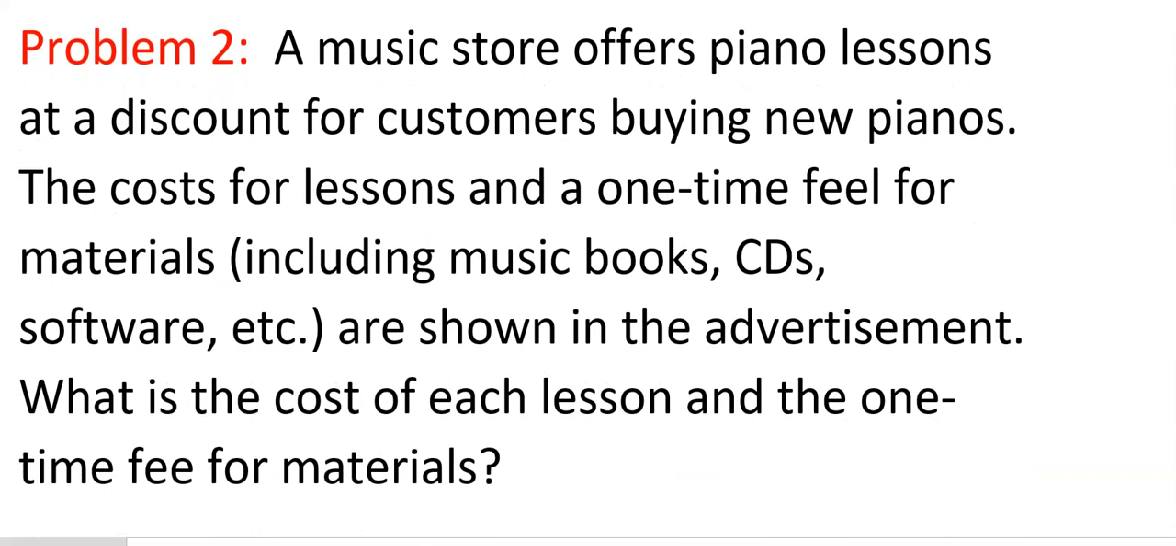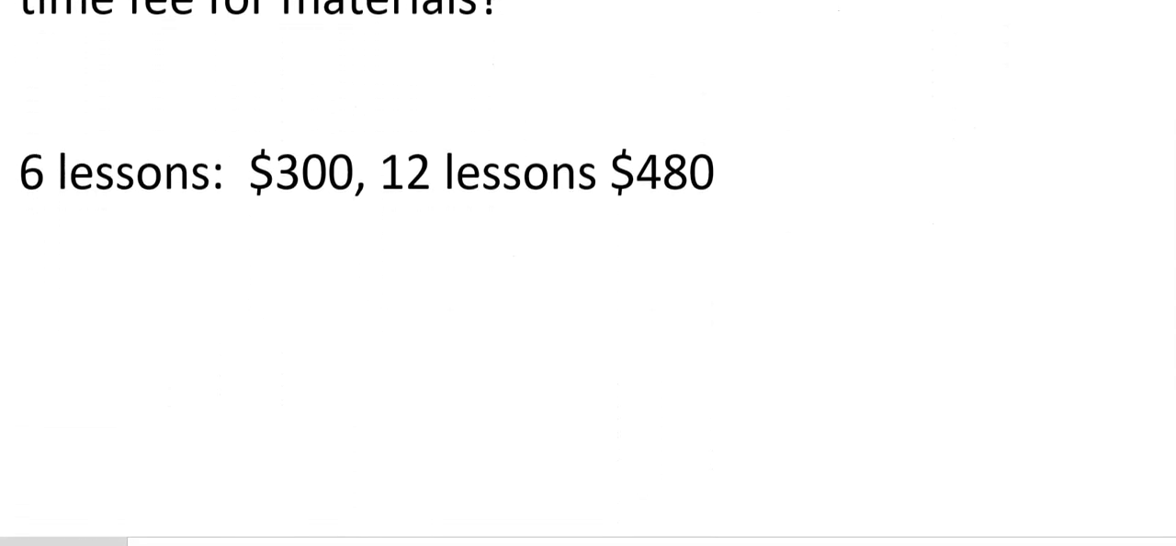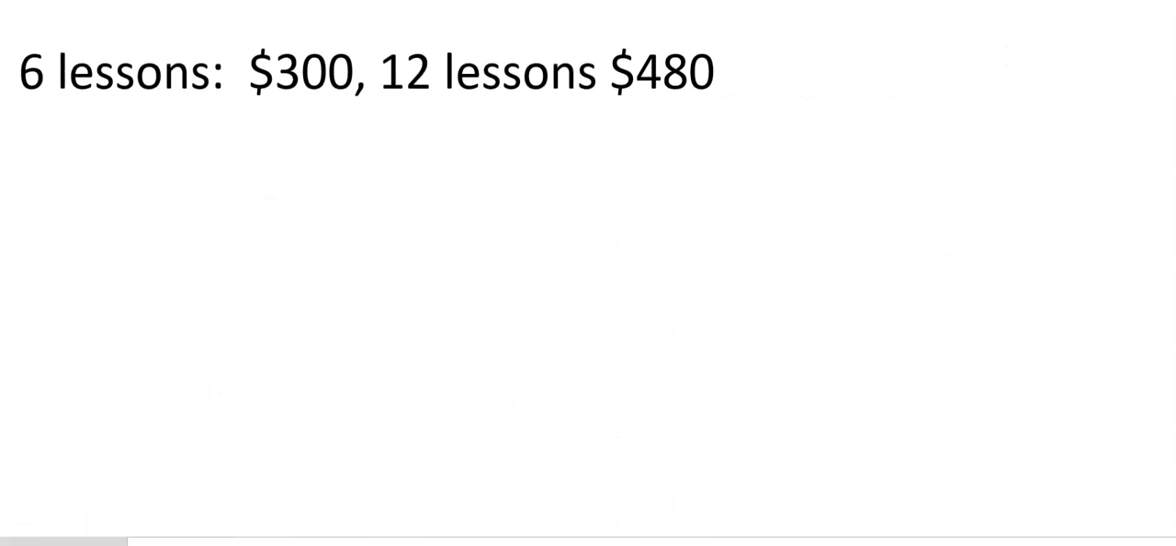Okay, a music store offers piano lessons at a discount for customers buying new pianos. The cost for lessons and a one-time fee for materials, including music books, CDs, software, etc., are shown in the advertisement. What's the cost of each lesson and the one-time fee for materials? So when you're looking at this one, we are looking at 6 lessons for $300, 12 lessons for $480.